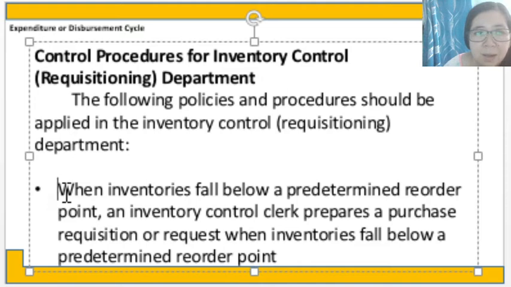First, when inventories fall below the determined reorder point, if you still remember in your cost accounting or strategic cost, we computed the reorder point, the level of inventory in the warehouse at which the entity needs to place the order for those items so that stock out will be avoided. So an inventory control clerk in this department will prepare the purchase requisition when inventories fall below a predetermined reorder point, or even when they reach the reorder point, so that is the time that they should already place the order or the requisition.